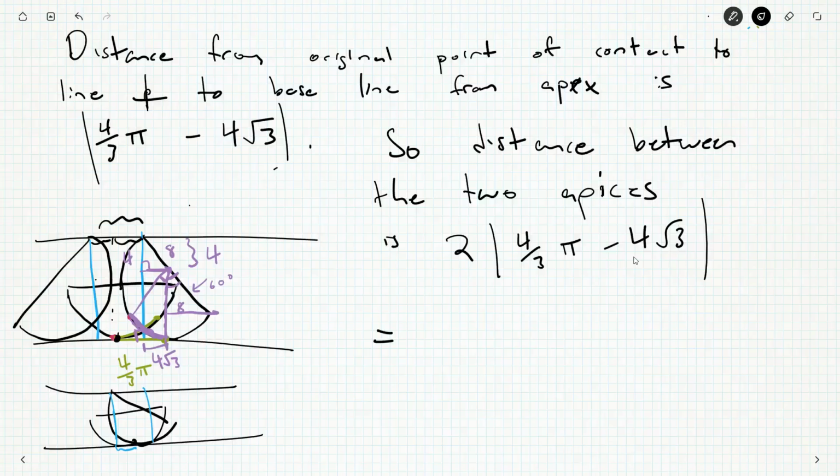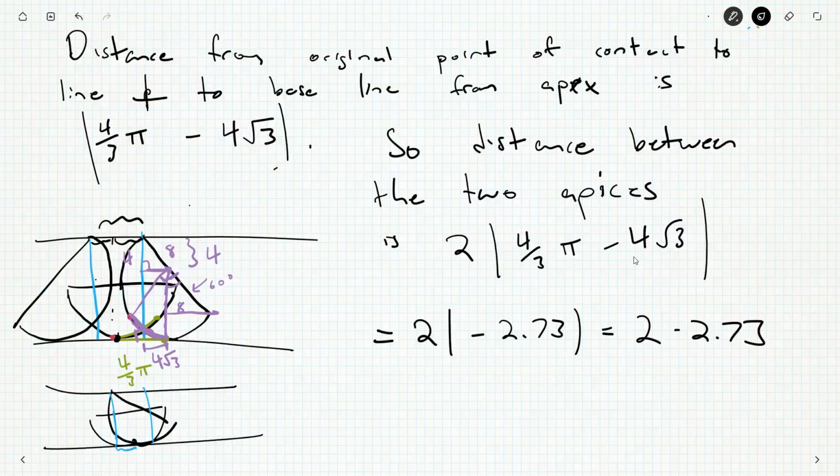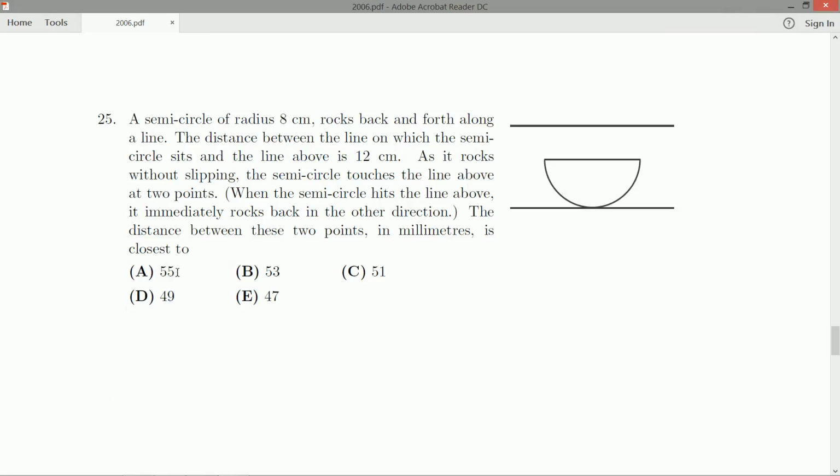So now 4 over 3 times pi, 4.188, minus 4 times root 3. It is negative. It's negative 2.73. So this is 2 times the absolute value of negative 2.73. So it's going to be 2 times 2.739. So we'll multiply that by 2, and we get 5.478826. And that is approximately 5.5 centimeters, or 55 millimeters.